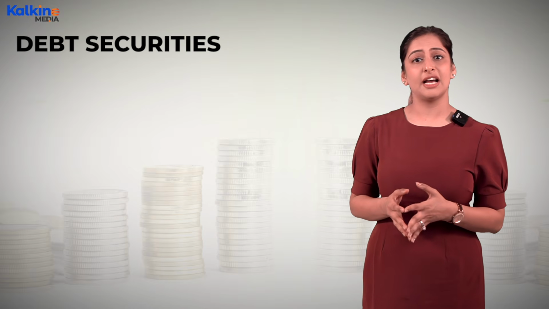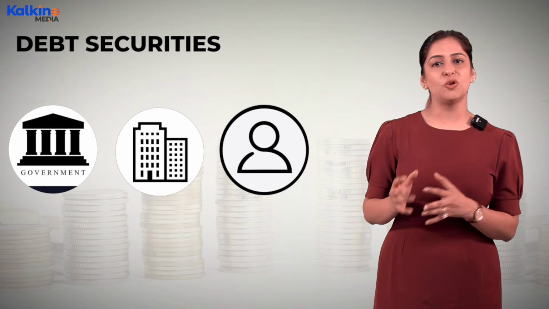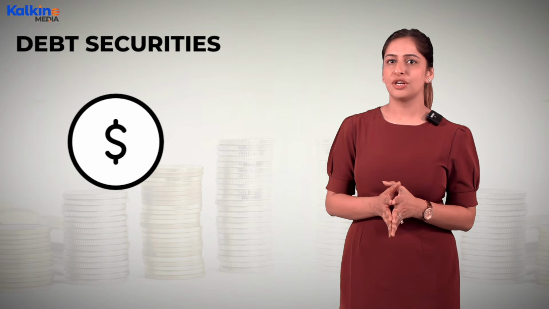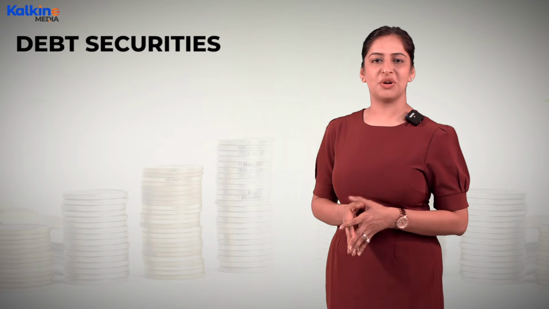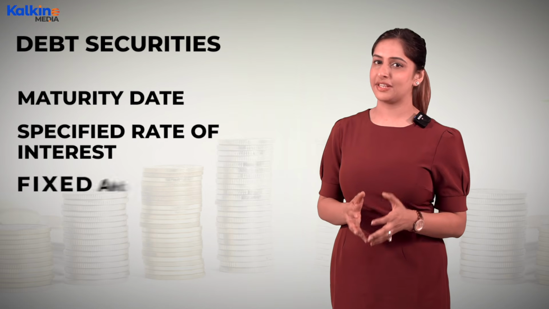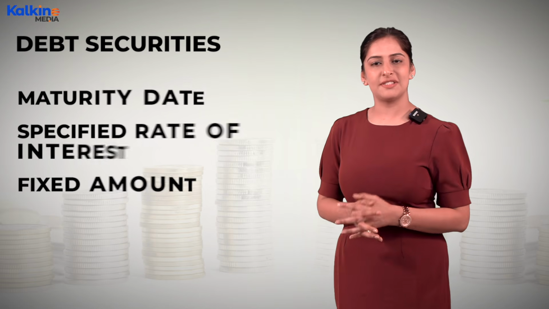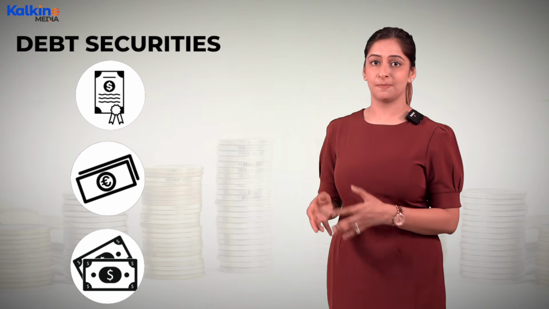These securities are issued by the government, a company, or an individual and are sold to parties for a specific amount along with a promise of interest plus repayment. Debt securities include a maturity date, a specified rate of interest, and a fixed amount. Examples of such securities comprise bonds, treasury notes, and bank notes.